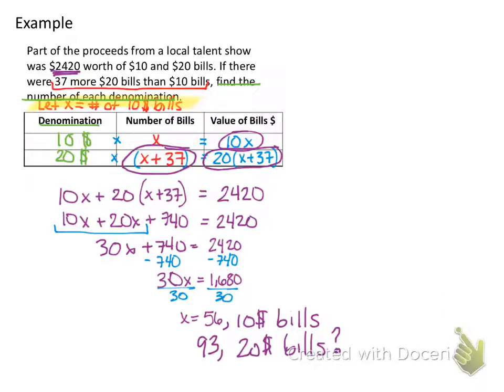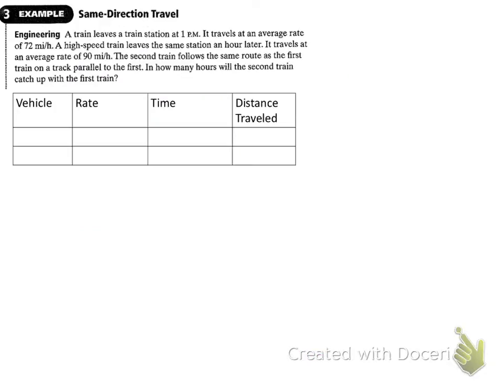Okay, let's try one more problem. So this is the train problem I'm talking to you about. Okay, it says a train leaves a train station at 1 p.m. It travels at an average rate of 72 miles per hour. A high-speed train leaves the same station an hour later. It travels at an average rate of 90 miles per hour. The second train follows the same route as the first train on a track parallel to the first. They're not going to run into each other if one passes the other. They're next to each other but going in the same direction.